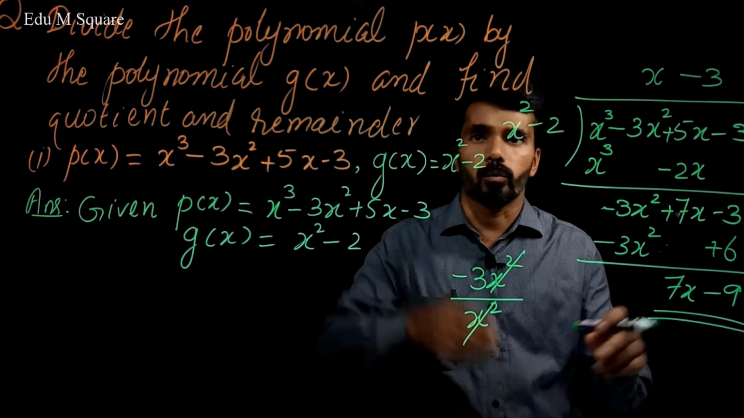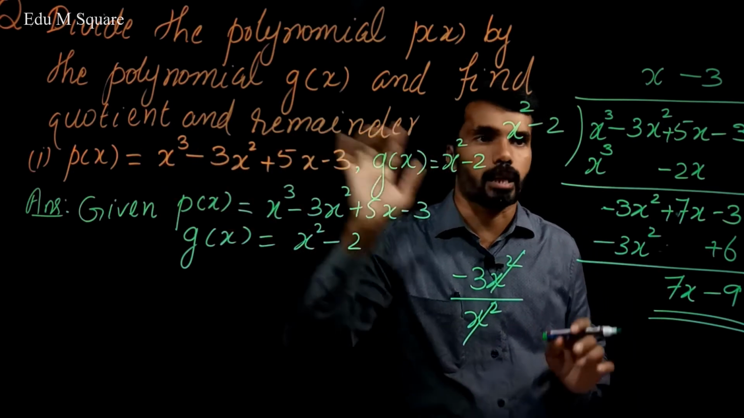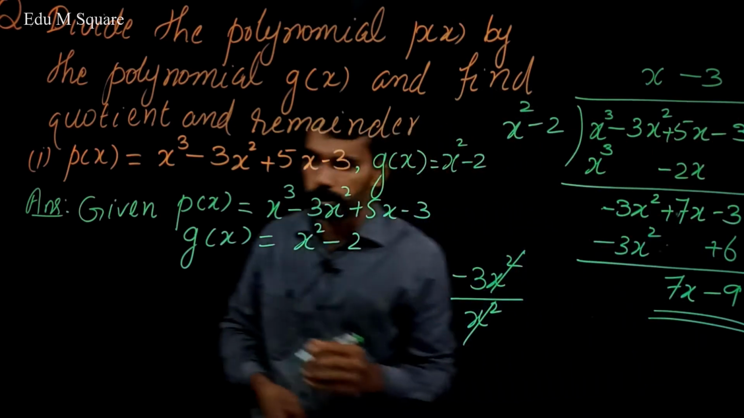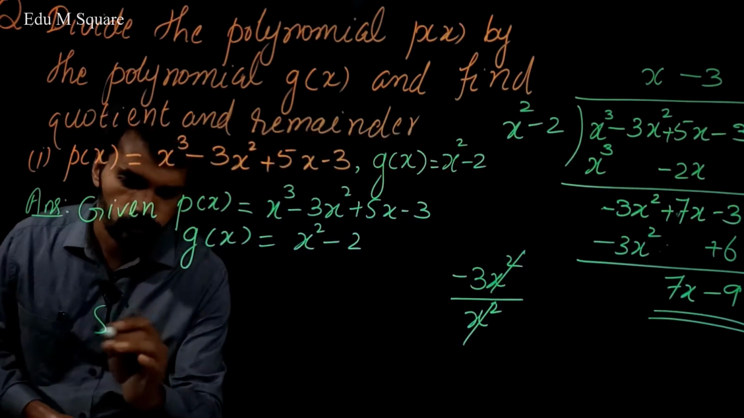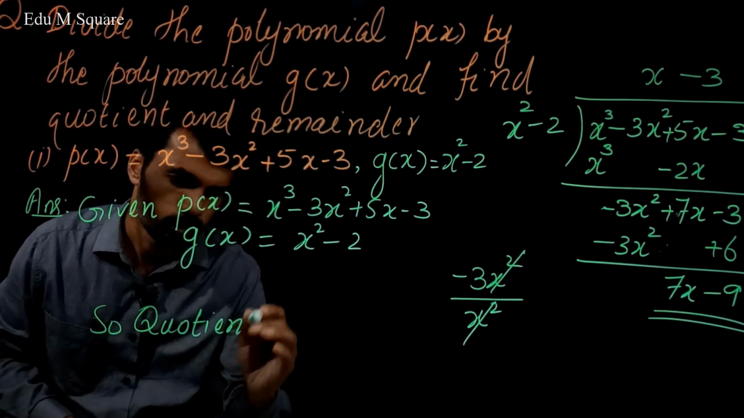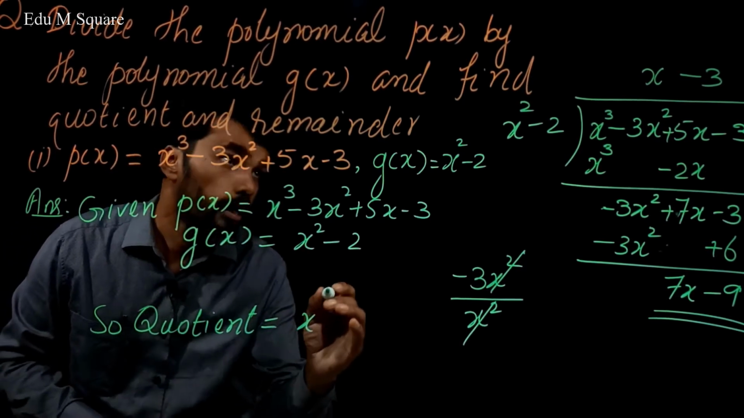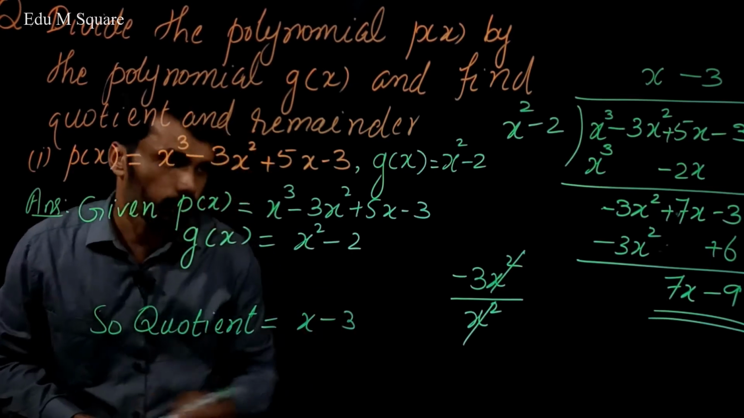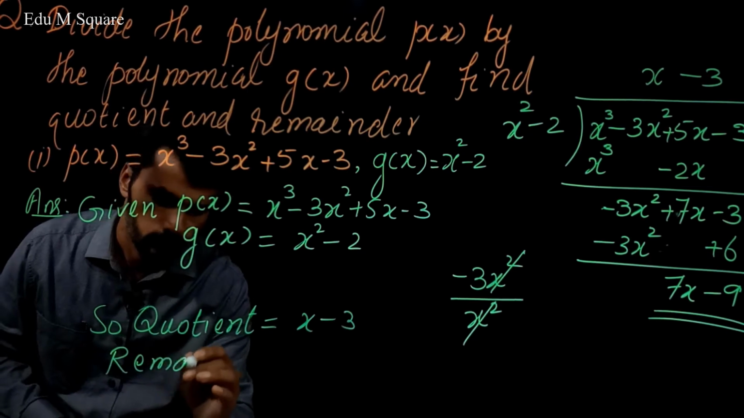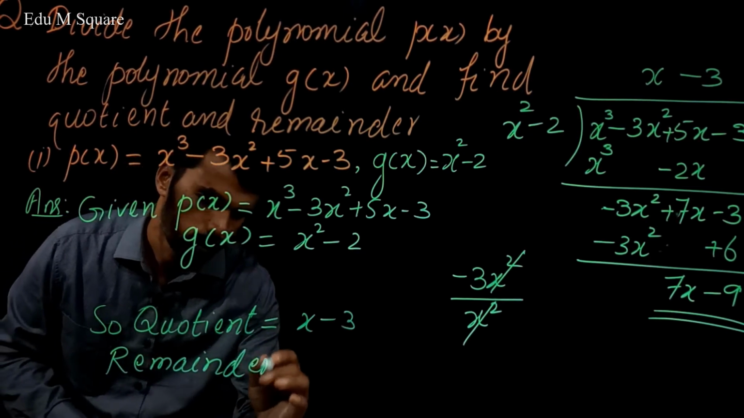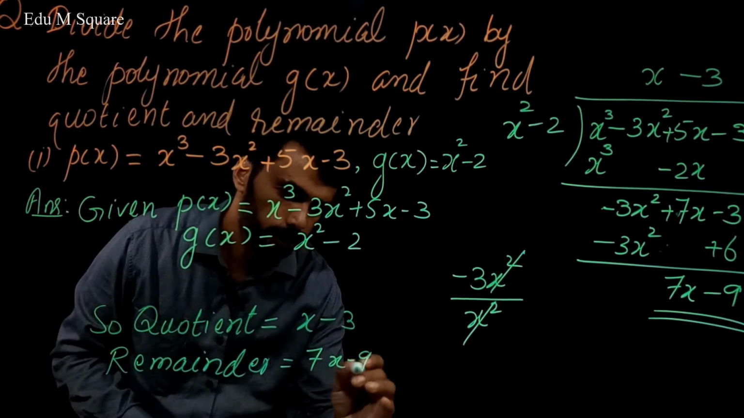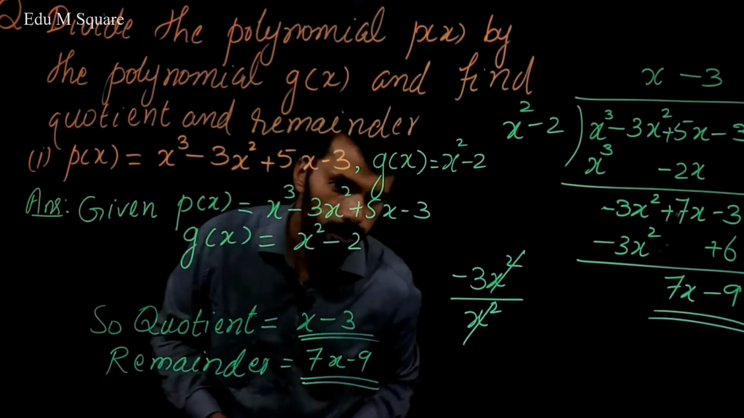Now we have to write the quotient and the remainder. What is the quotient here? The quotient is x minus 3. So quotient is equal to x minus 3. Then what is the remainder there? Remainder is equal to 7x minus 9. This is the answer, right?